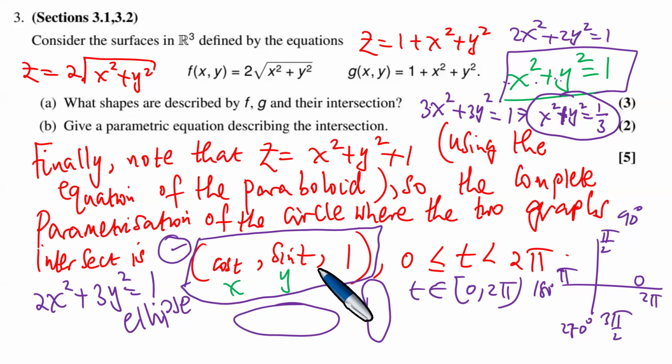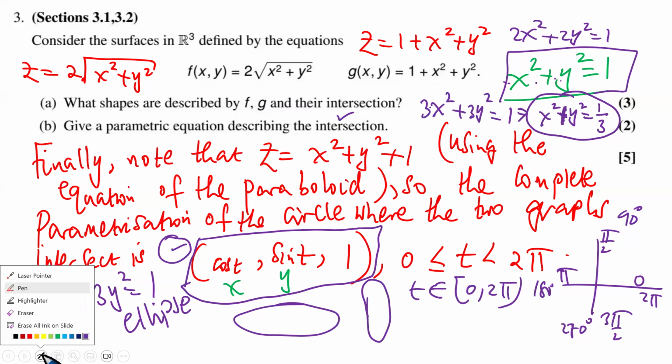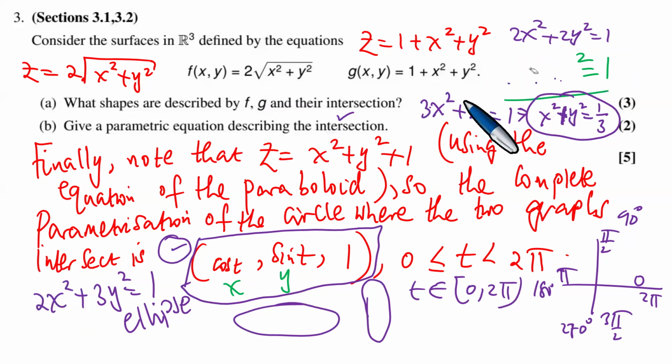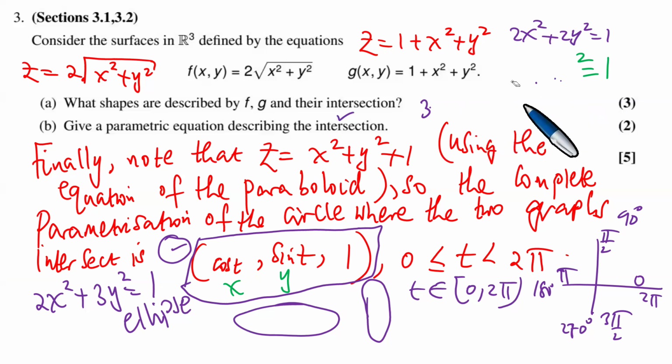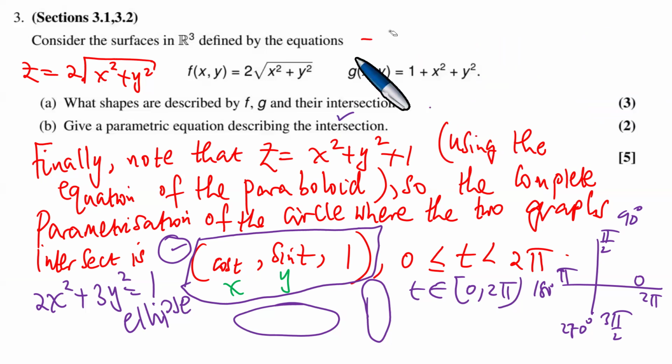Okay, let me just say something. Also, look at the fact that this parameterization is correct, and it is describing the intersection. What does it mean then? Because you need to test. You can test this here. You need to substitute into the equations. If you substitute into the equations, then you'll be able to see if this satisfies the equations and makes them true. Okay, let us test that.